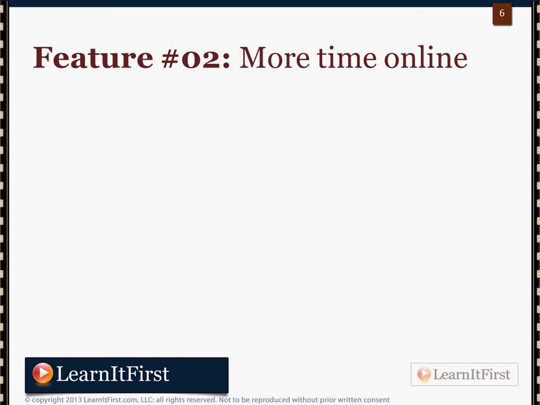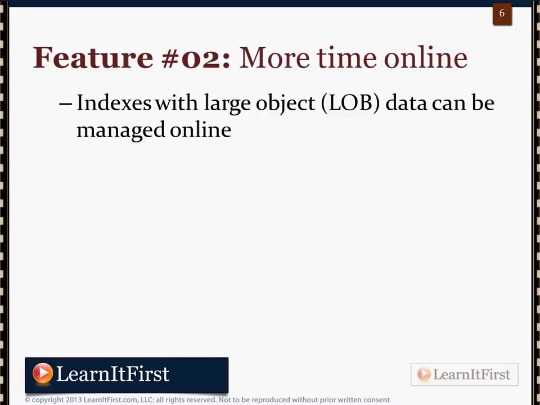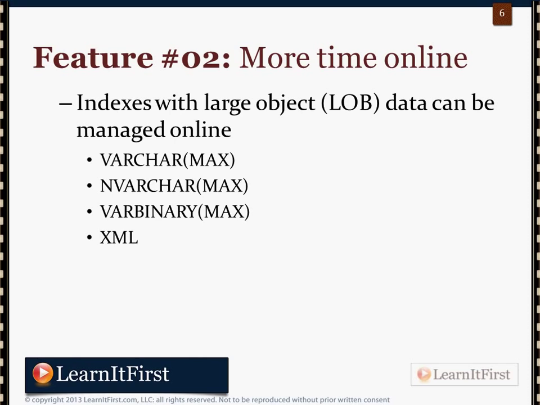Feature number two that I picked out. I didn't pick these in any particular order, so this isn't my second favorite feature or anything like that. You don't have to take your tables or indexes offline as frequently in SQL Server 2012. Do you know what LOBs are? Large objects, so we call them LOBs, large object data. This is your varchar(max), nvarchar(max), varbinary(max), and XML data types. You can store a whole lot in a single row with these.